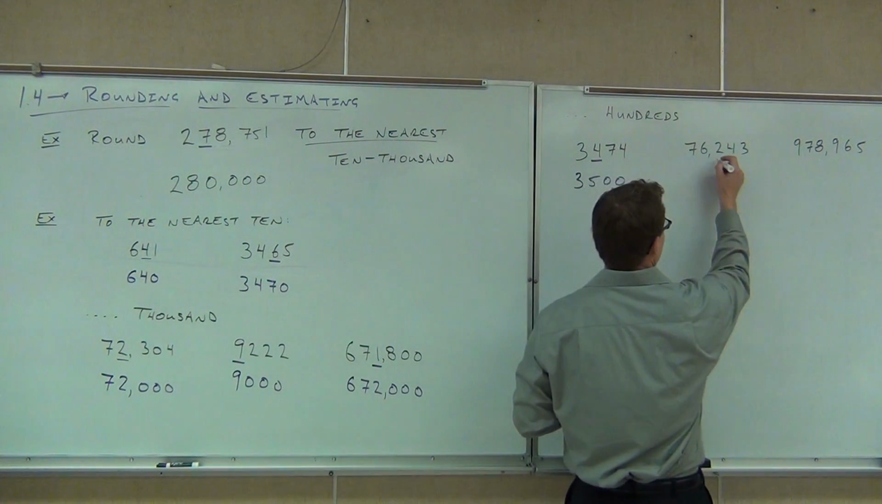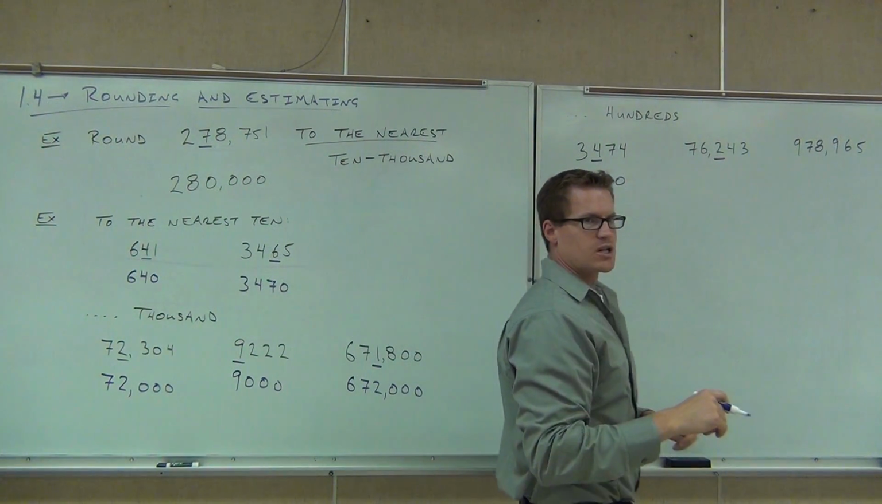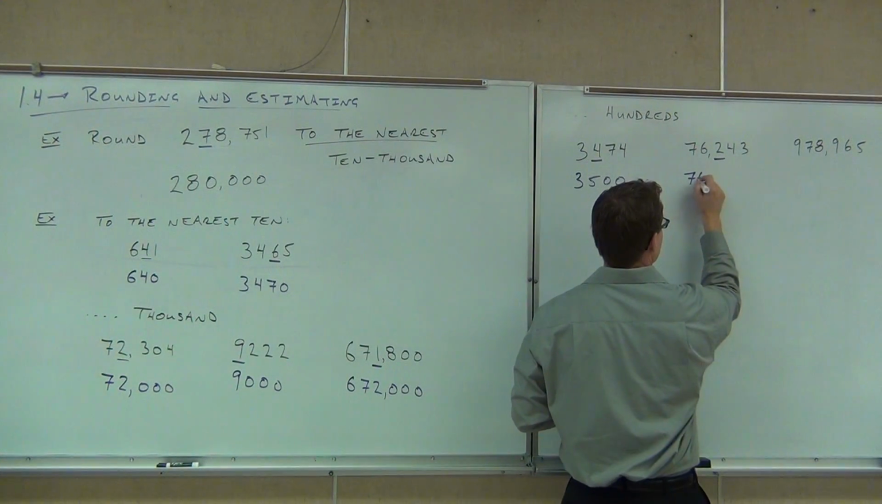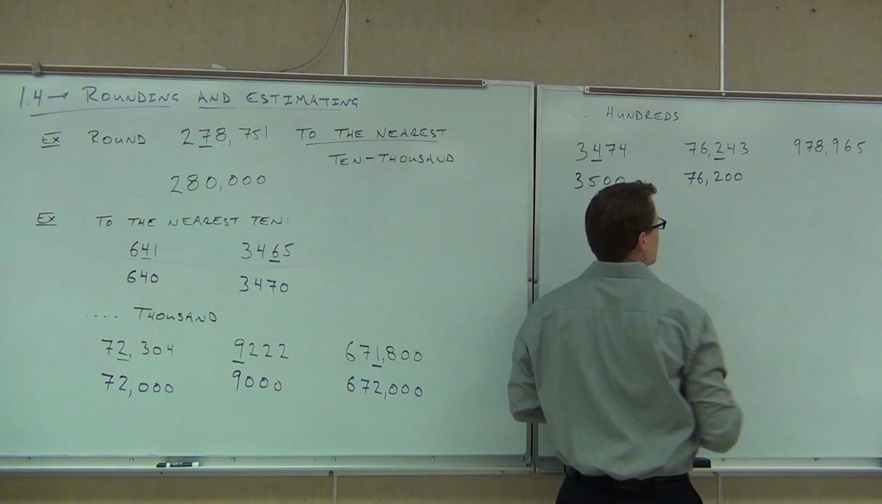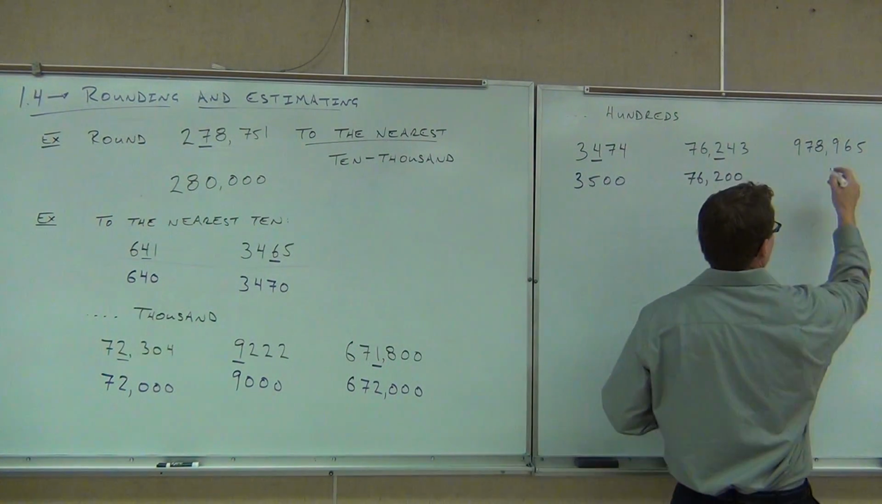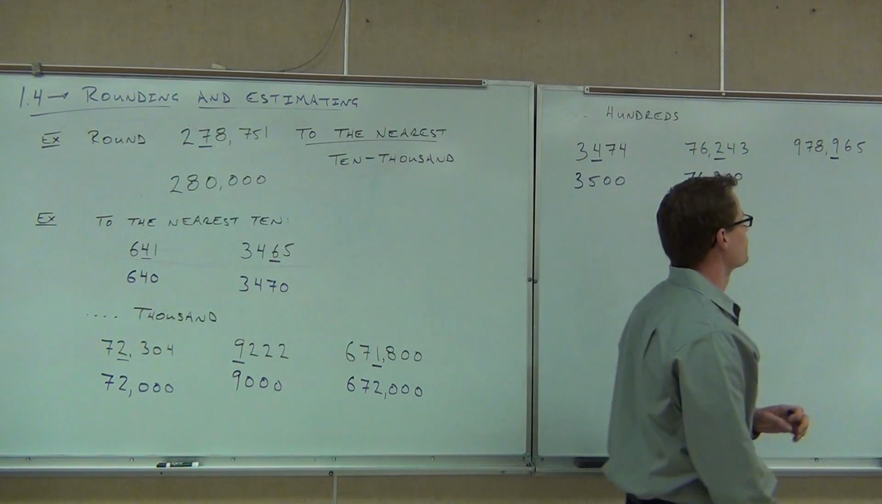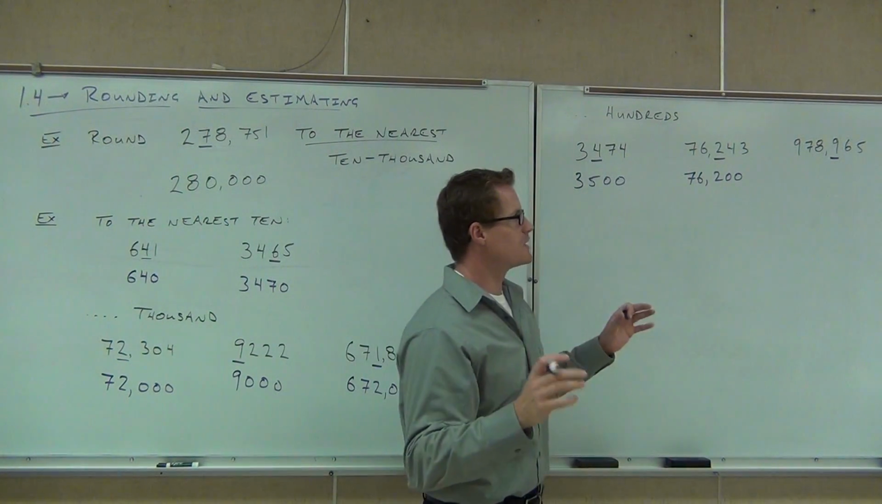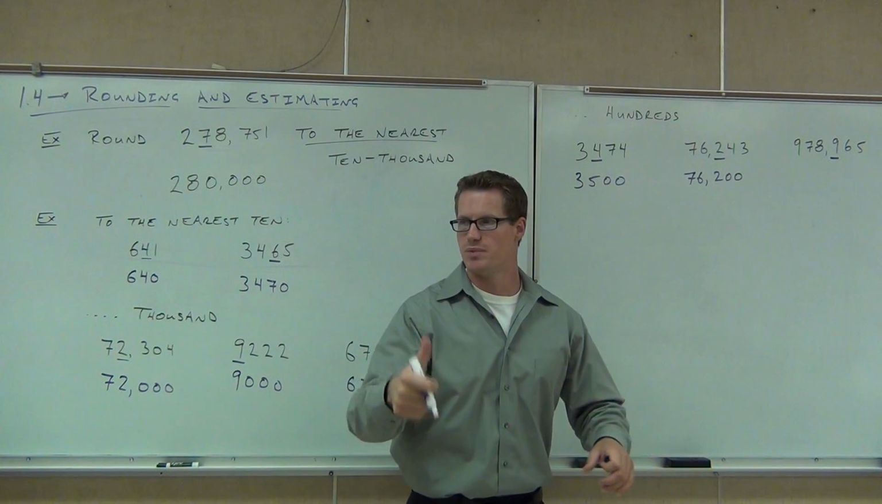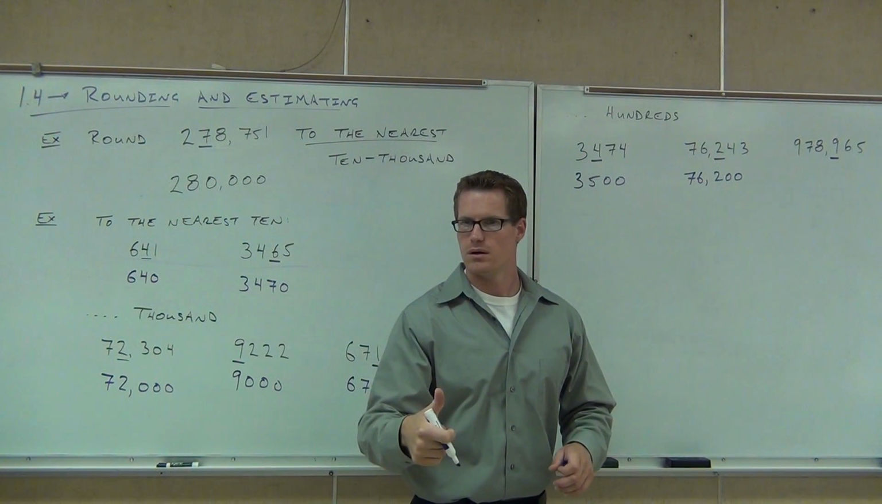Okay, next one, we're looking at the 2. Is that 2 moving up or staying the same? Staying the same. According to that 4, yeah, it is. So we're going to have the 76,200. And lastly, I want to see if you got this one right. This is a good one. We're going to underline the 9. Because that's our hundreds. We look at the digit to the right, it's a 6. That 6 says we should move that 9 up a bit, but where does it go? On the 8.